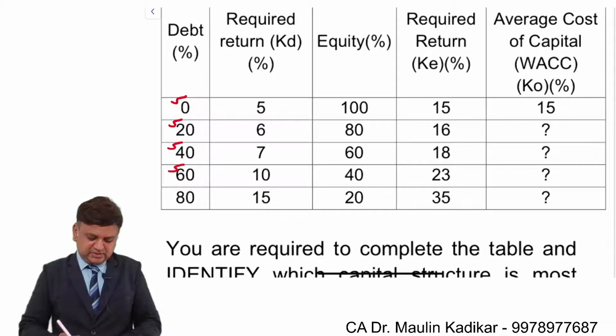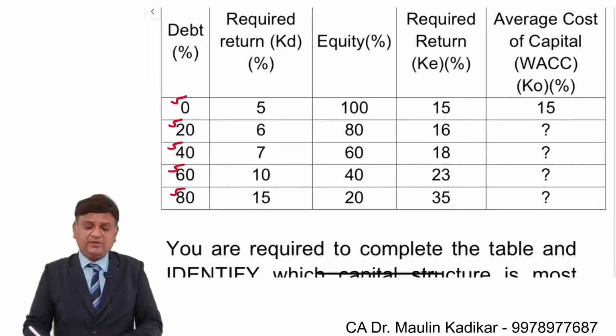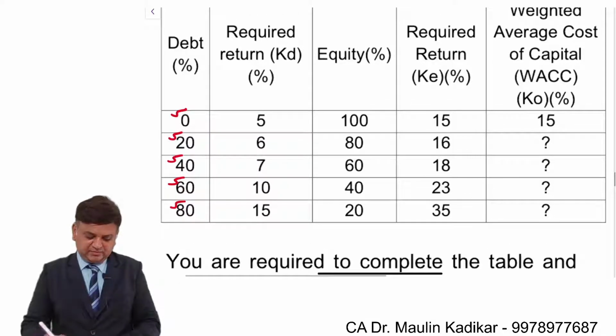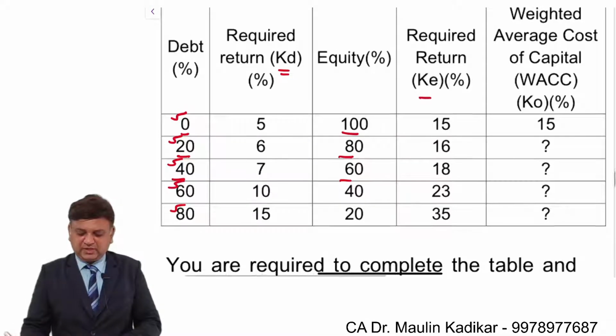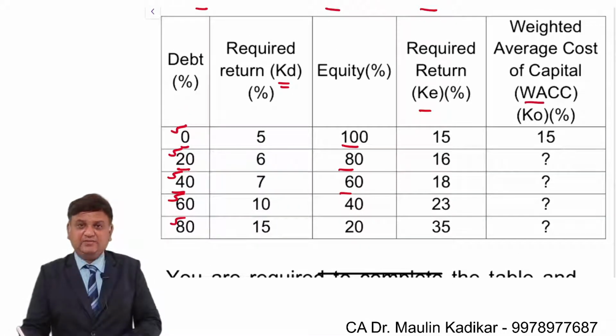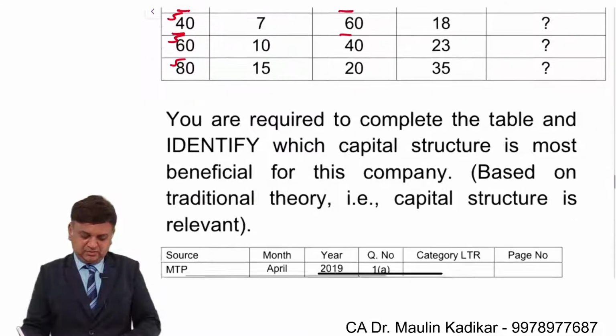20%, 40%, 60%, 80%, different levels of the debt financing are given. Cost of debt financing is given. Of course, the remaining is the equity proportion. 0 plus 100 is 100, 20, 80 is 100, 40, 60 is 100 and so on. Cost of equity is given and weighted average cost of capital or overall cost of capital. When there is no debt financing, K itself is the weighted average cost of capital.